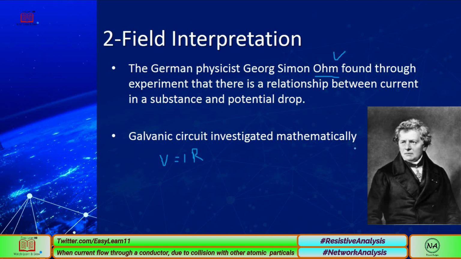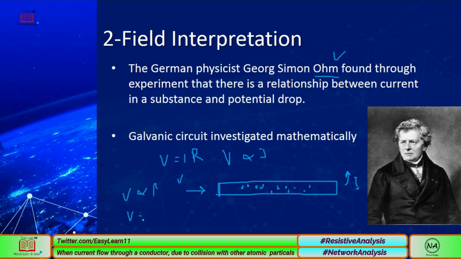Ohm actually found this relationship, that the voltage is directly proportional to the current. Suppose this is a conductor, and you are increasing the potential difference or voltage, then there is an increase in the current also, which means there is a direct relationship. But there must be a constant. V is directly proportional to I, but there is a constant of proportionality, that is V = IR.